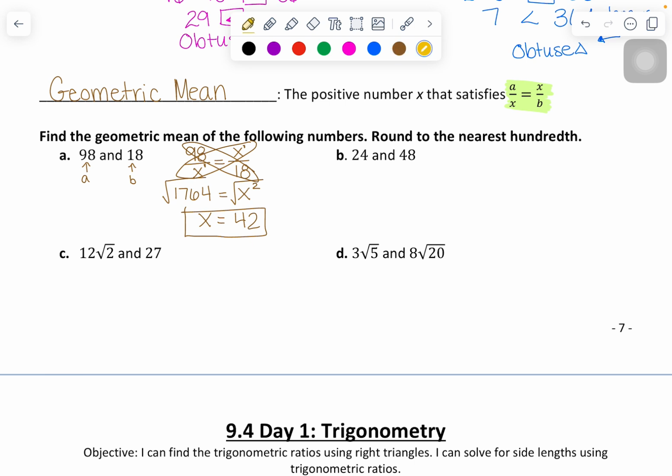Okay, problem B, same thing. Looking for the geometric mean between two numbers. You set up the proportion. The x's are always x's. The two numbers go in the a and the b slot, doesn't matter which one's where. And you cross multiply. 24 times 48 is 1152. X times x is x squared. I square root to solve. Rounding to the nearest hundredth, be careful of your rounding, I get 33.94.